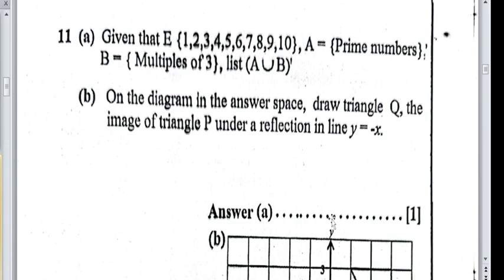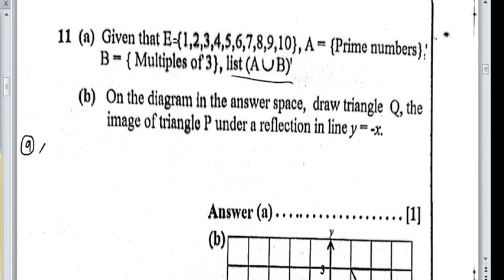Part A, given that E is equal to, so there is supposed to be an equals, given that E is equal to the numbers from 1 up to 10, A is equal to prime numbers, B is equal to multiples of 3, then they want us to list that. So what are we going to do? Let us start from here.